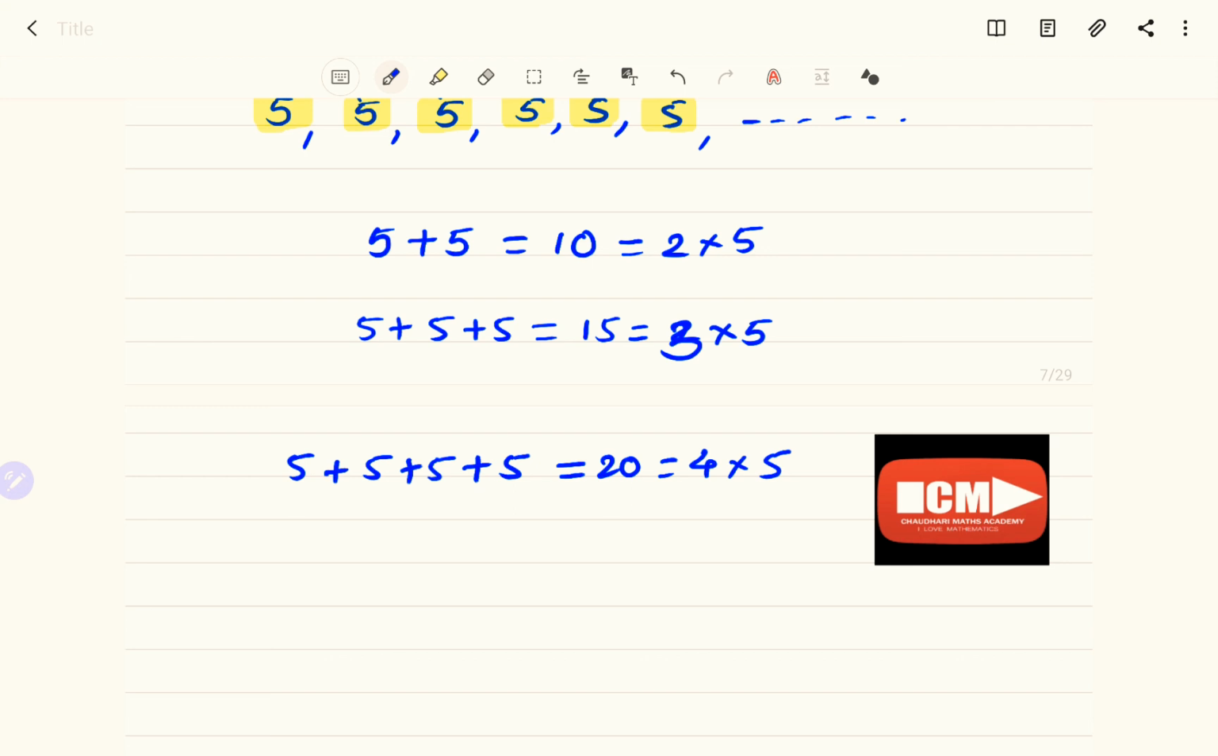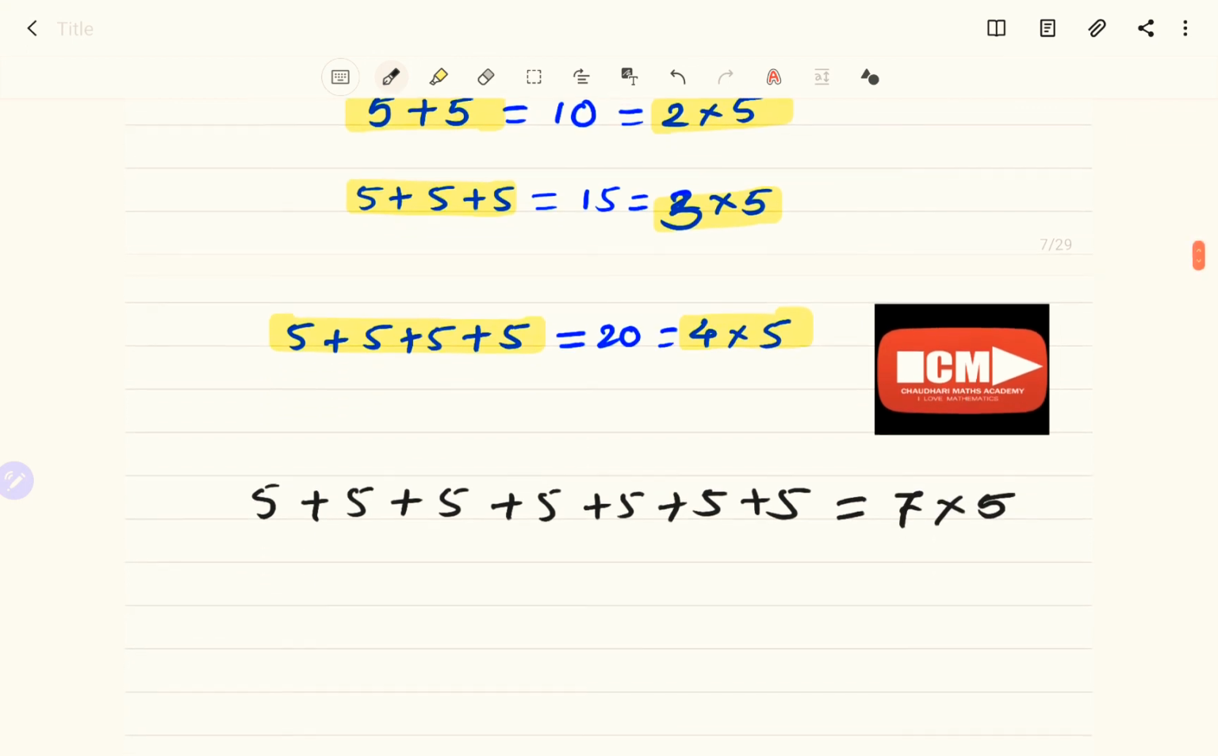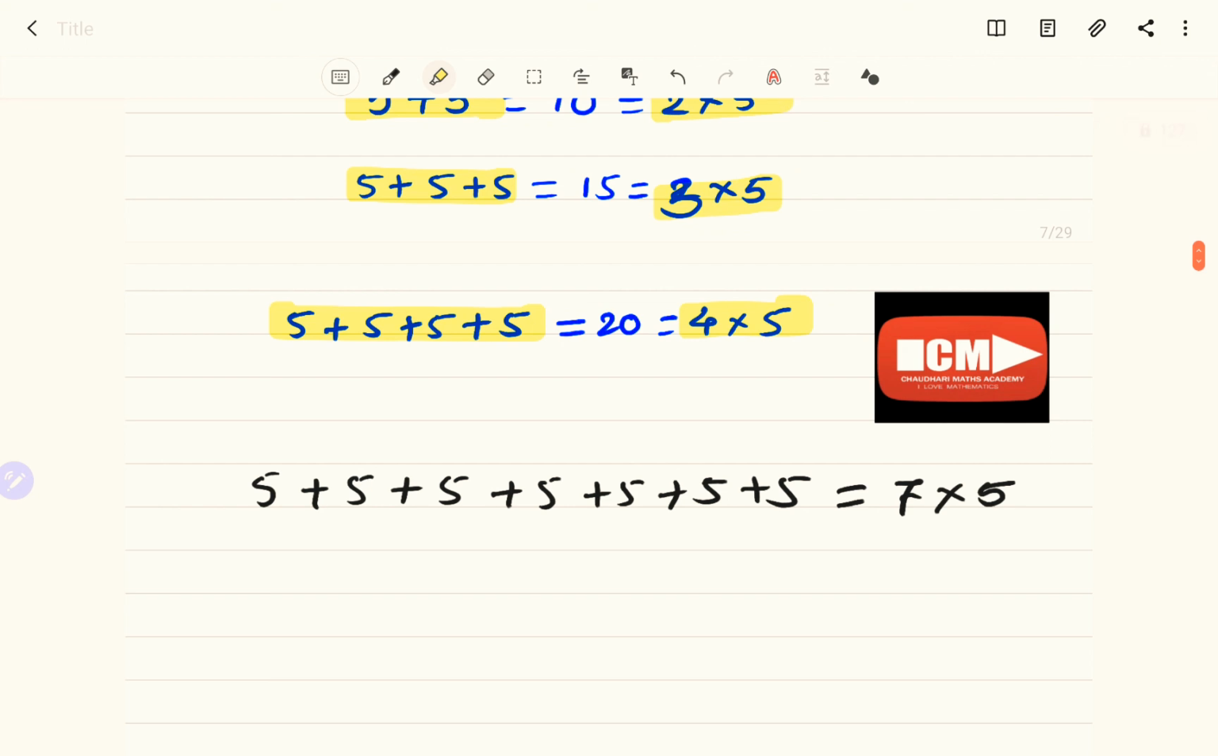So what is your observation? If you add 5 two times, the answer is 2 into 5. If you add this 5 three times, the answer is 3 into 5. If you add this 5 four times, the answer is 4 into 5. What if we add this 5 for 1, 2, 3, 4, 5, 6 and 7 times? Obviously your answer is 7 into 5. Try to understand, I am trying to create a formula for this.